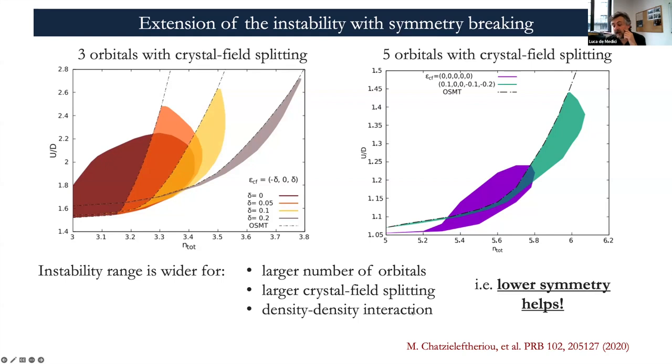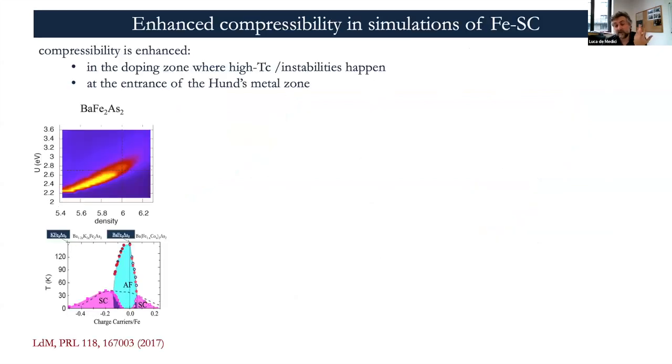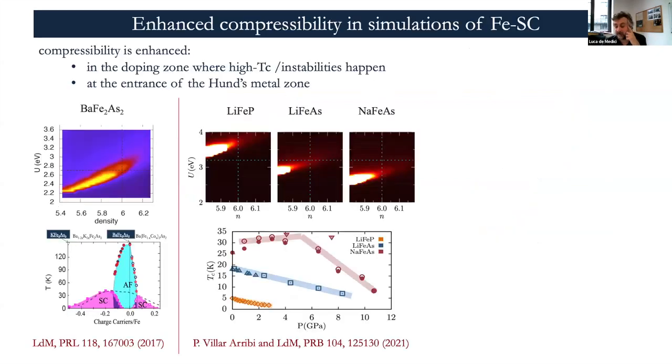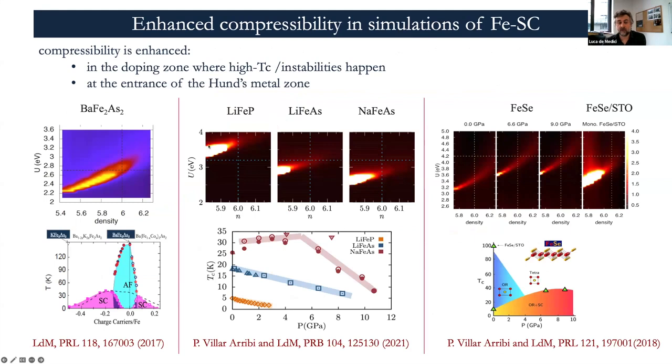This is the detail. But in general, the lower symmetry helps extend this instability zone, so much that for 5 orbitals with realistic crystal field splitting for the iron-based superconductors, this zone extends all the way from 5 electrons in 5 orbitals, so half filling, where it stems from, to 6 electrons in 5 orbitals, which is where the stoichiometric iron-based superconductors are found. So we decided to apply it to all realistic calculations of iron-based superconductors, which are all here. This is more the work of Pablo and Tommaso.